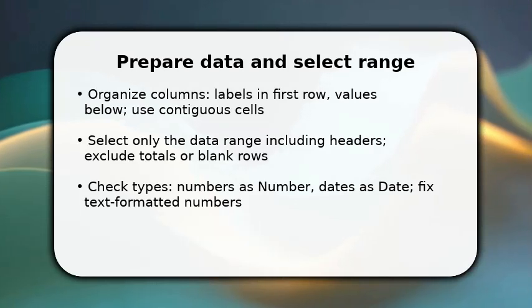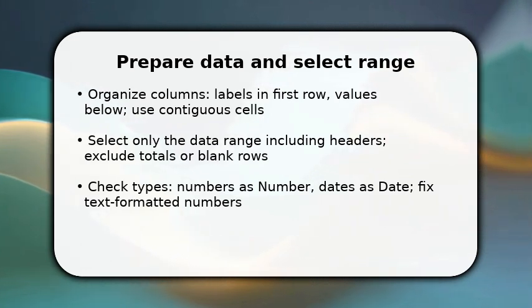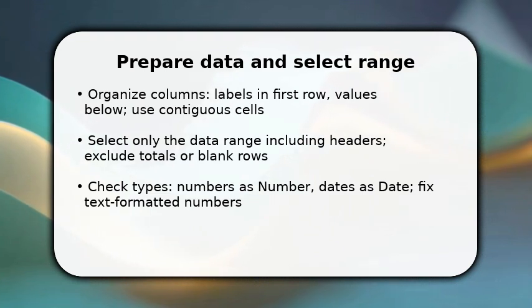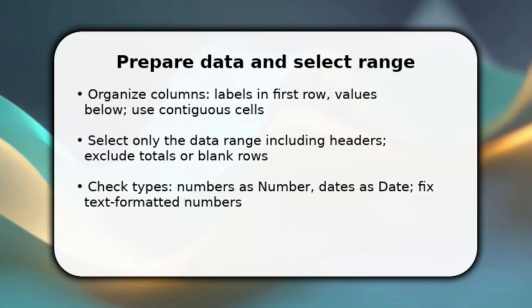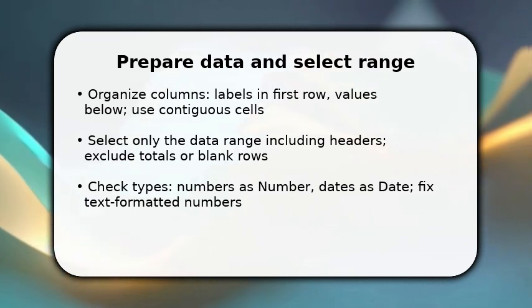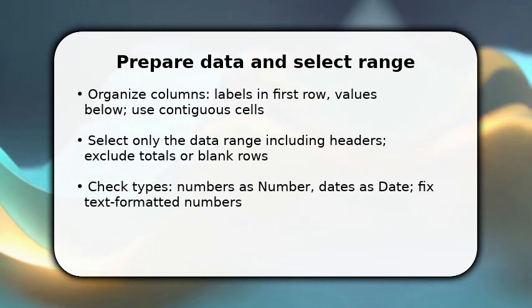You start by preparing clean data so Excel reads it correctly. First, make sure labels are in the top row and numeric values are in consistent columns. This matters because Excel uses headers for legends and axes. Once done, select the precise contiguous range including headers. Do not include totals or blank rows because they skew auto chart.